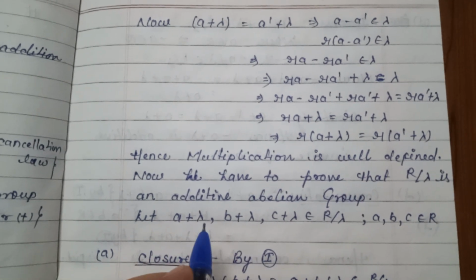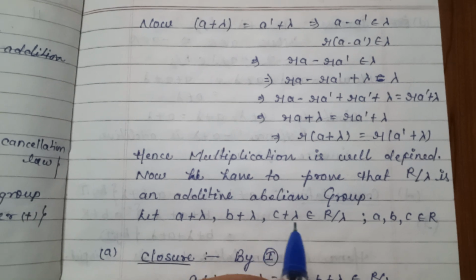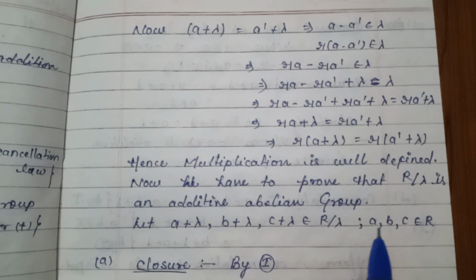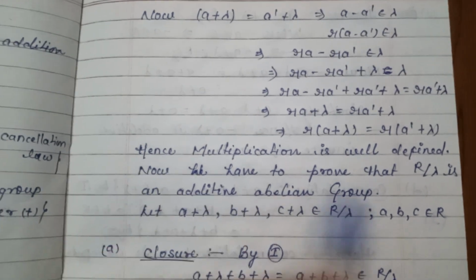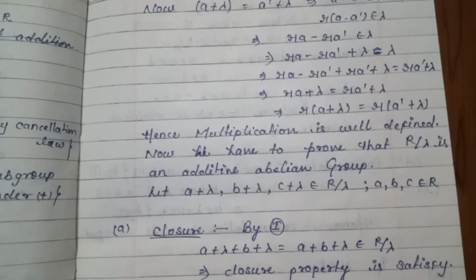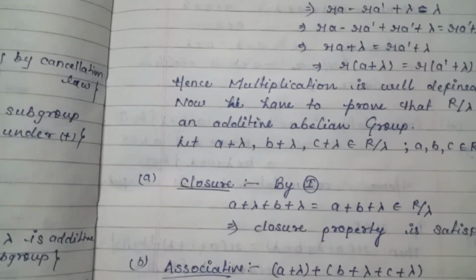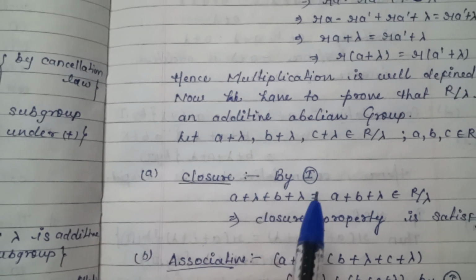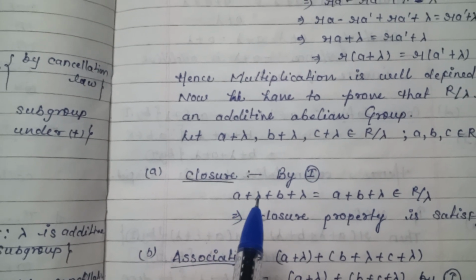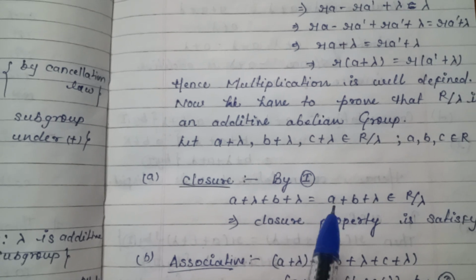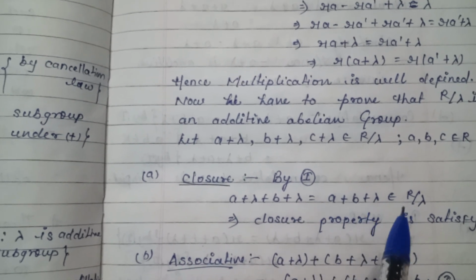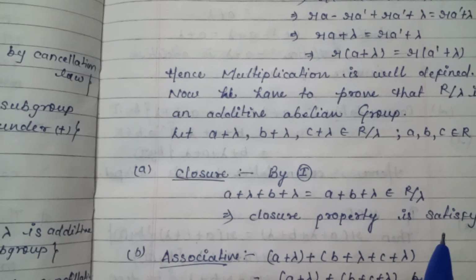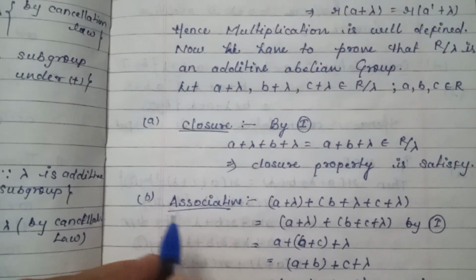Let a + λ, b + λ, c + λ belong to R/λ, such that a, b, c belong to R. Now we will prove R/λ is an additive abelian group, for which the first property will be the closure property. By first, (a + λ) + (b + λ) is equal to (a + b) + λ, which belongs to R/λ. Closure property is satisfied.